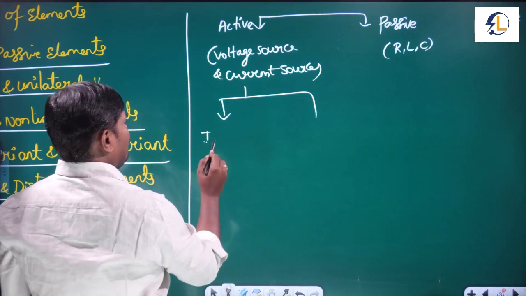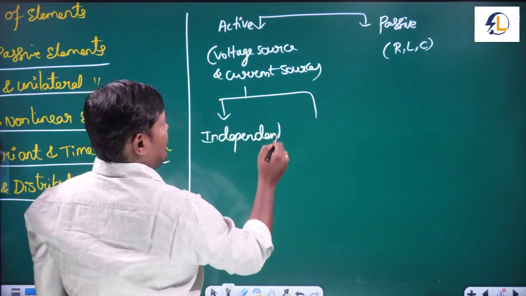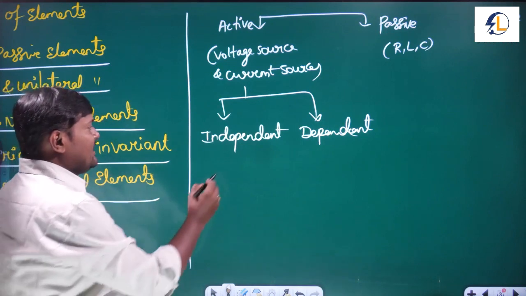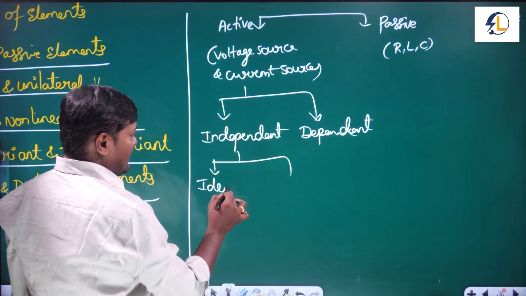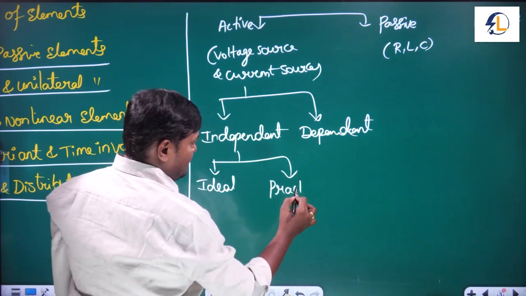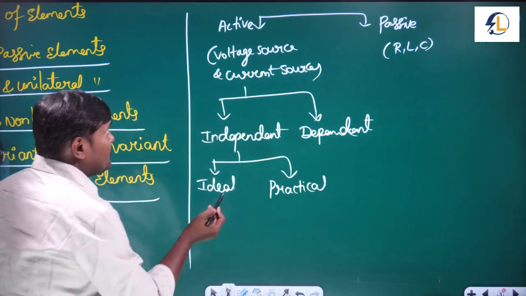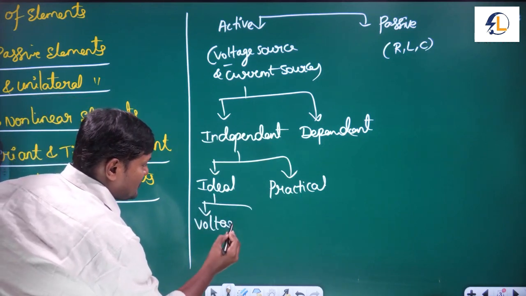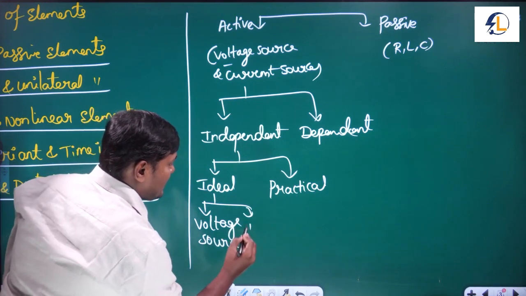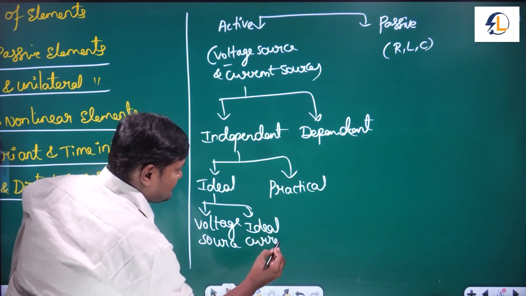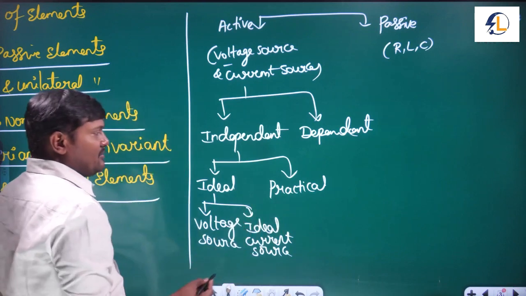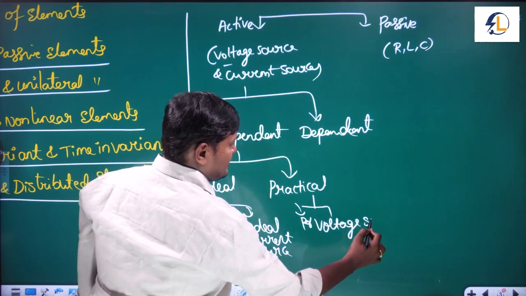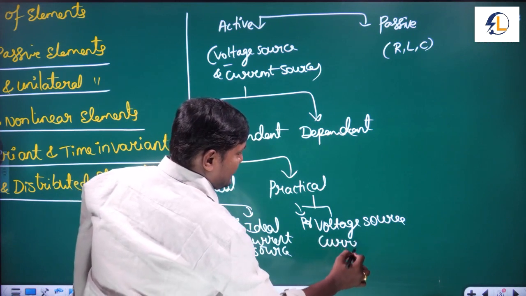In these active elements, we can go for independent sources, and again dependent sources. In the independent, we are having ideal and practical. So ideal voltage source, how many sources do we have? Voltage source and current source, 2 sources. That is ideal voltage source and ideal current source. Coming to the practical also, practical voltage source, and the second one is practical current source.